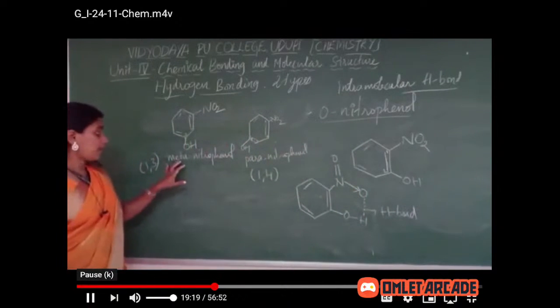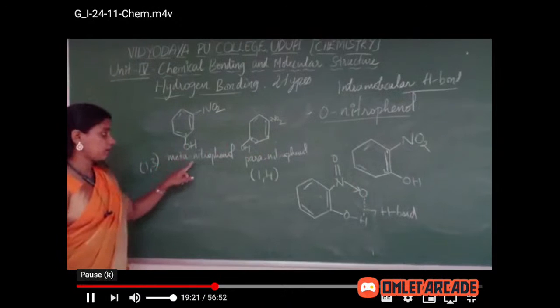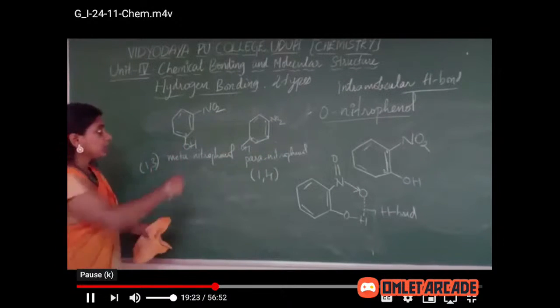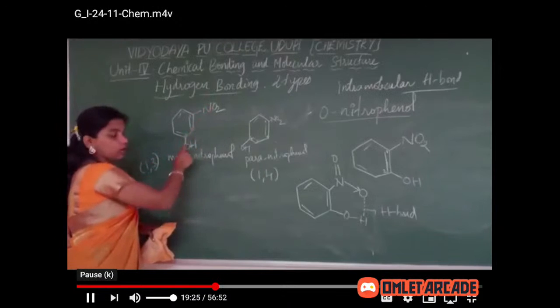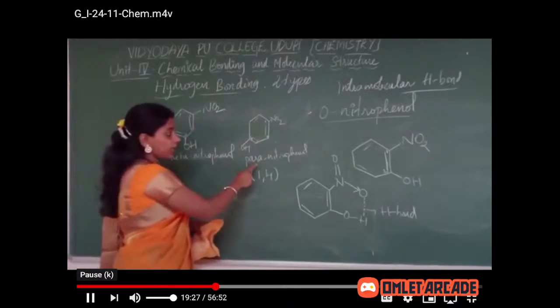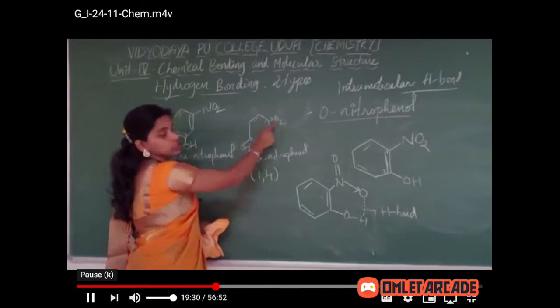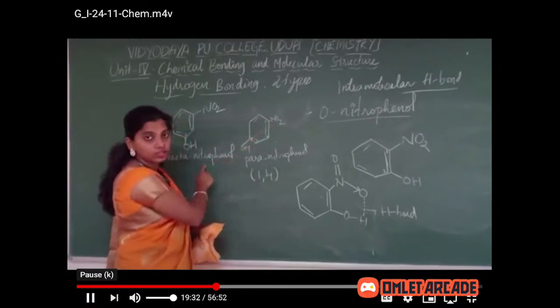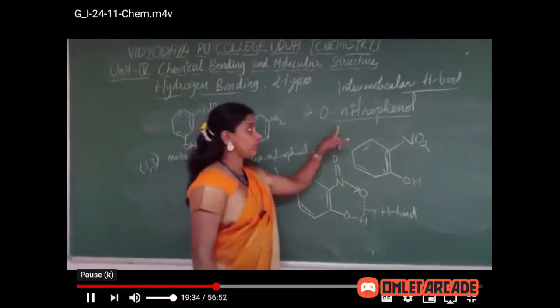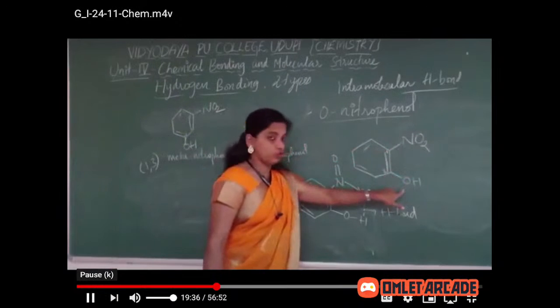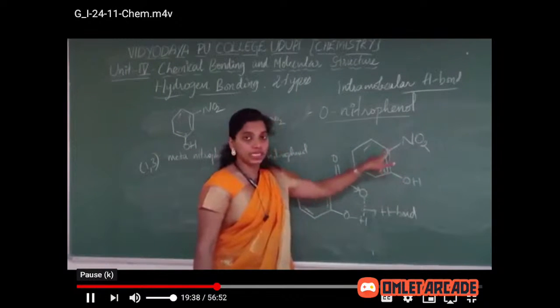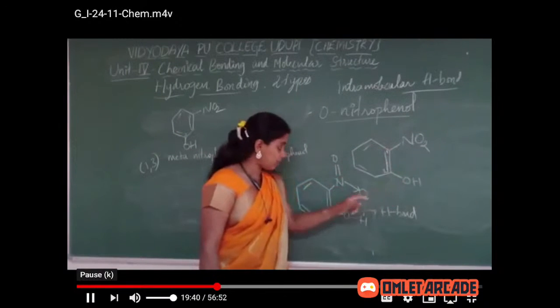Okay. See, meta-nitrophenol, 1, 3 positions. It is far away, right? They are not near to each other. Para-nitrophenol, it is exactly opposite. Here also intramolecular is not possible. Orthonitrophenol, functional groups are present at adjacent carbons. They are present at the adjacent carbon.